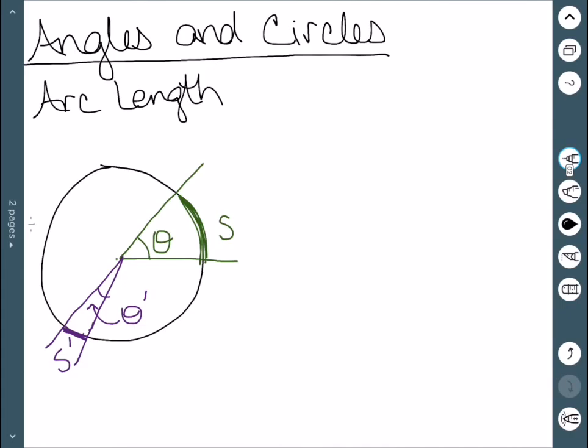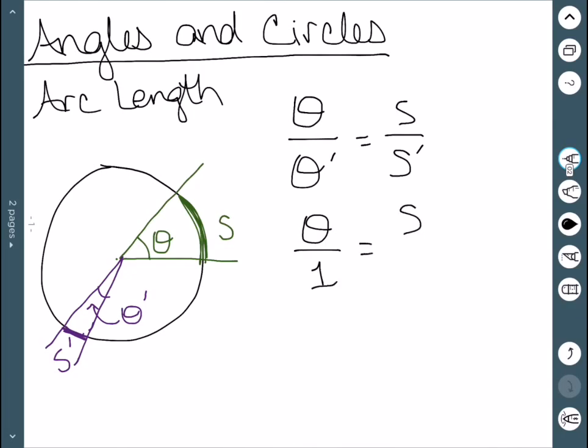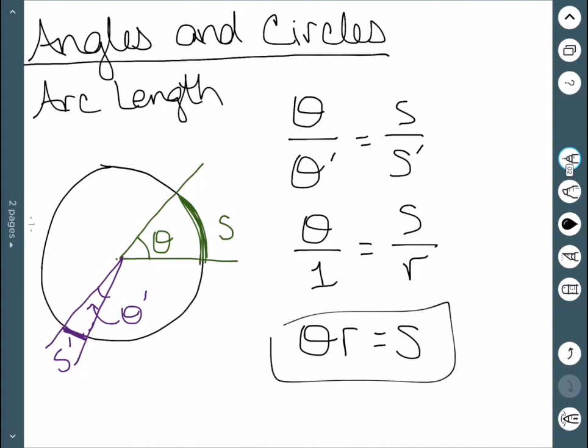And so since we've defined these radians nicely, we should actually be able to set up a ratio because these are essentially similar triangles. We have theta over theta prime should be equal to s over s prime. Well, we know that if one of our angles is 1, the corresponding arc length is equal to the radius. So this tells us that the angle times the radius is actually equal to the arc length. So now we have a way of finding arc length using this formula.